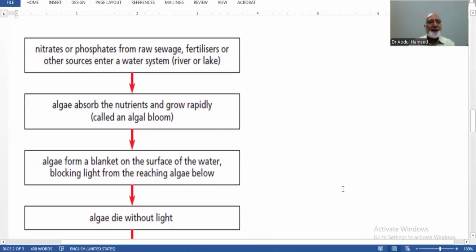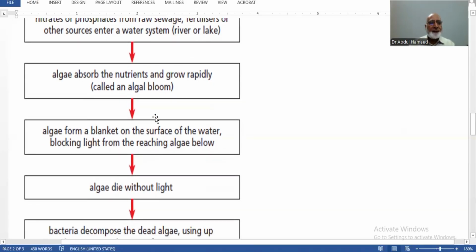For example, nitrates or phosphates from raw sewage, fertilizers or other sources enter into a water system, river or lakes or any other water body. Then algae absorb the nutrients, and get the availability of those nutrients in order to perform their life activities and grow more rapidly. So this will be the consequence. The algal bloom will be the consequence of that much more enriched availability of nutrients, for example, nitrogen in fertilizer, the phosphates.